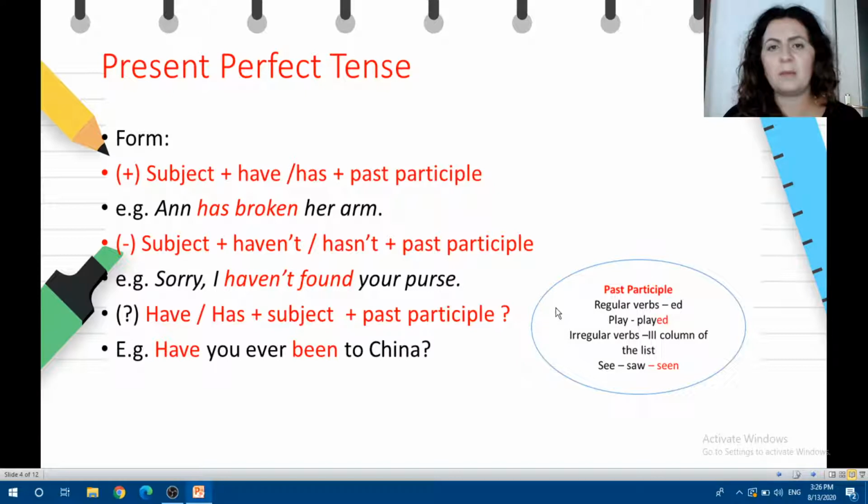What can we say about the past participle? For the regular verbs, we just add ed to the verb, like in this example, play, played. And about the irregular verbs, we use the special form that we can find in the third column of the list of verbs. Like in this example, see, saw, seen. Seen is the past participle of the irregular verb see.